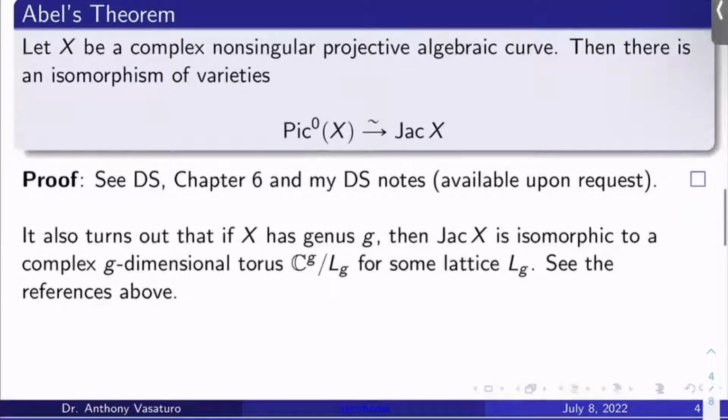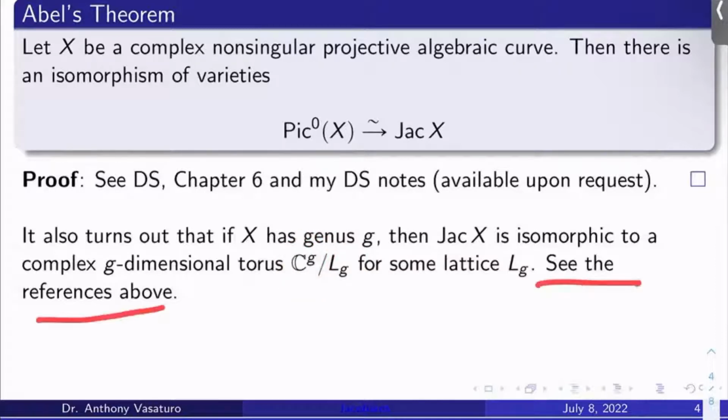But it also turns out that if X has genus G, it's a curve, so it's got some genus G, then Jac X is isomorphic to a complex G-dimensional torus. So in other words, it's isomorphic to something of the form C to the G mod L sub G for some lattice L sub G in C to the G. So C to the G here just means C cross C cross C, and so on, G times.